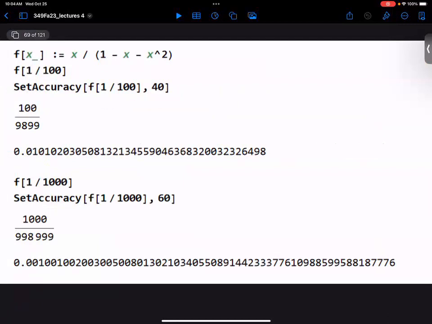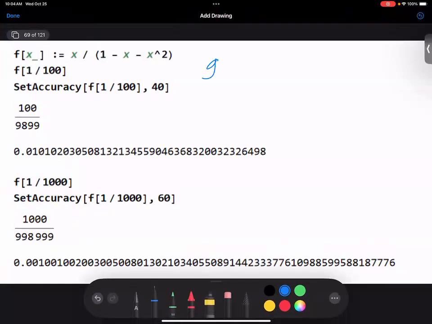Anybody remember where we've seen this? What were we studying where it came up? Not Benford. So this was the Fibonacci numbers. The generating function for the Fibonacci numbers is the sum of f_n x to the n, and that turns out to be x over 1 minus x squared.